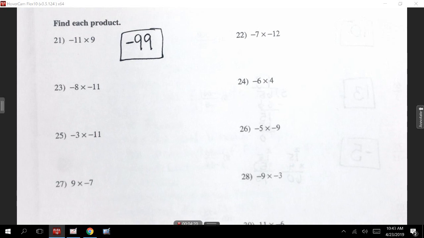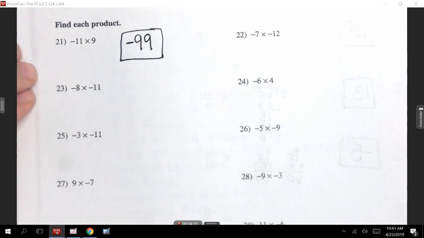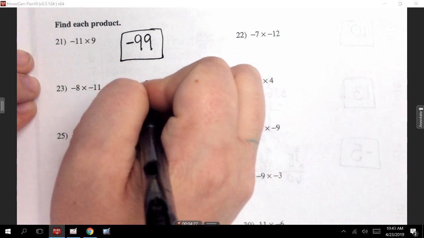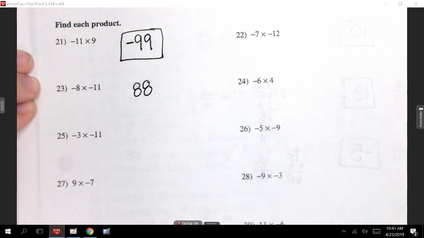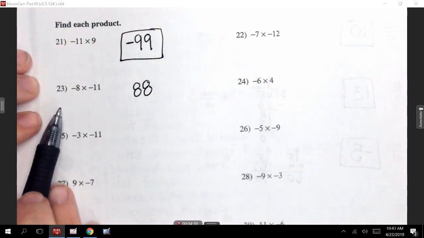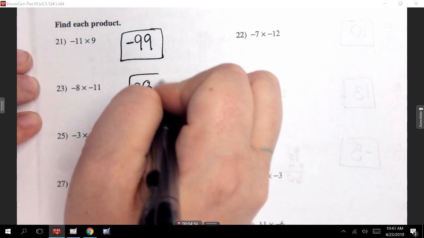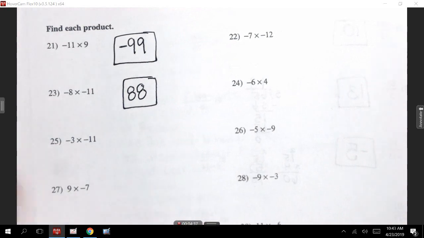On number 23, Chris, what do I get when I multiply 8 times 11? 88. And is it positive or negative? Look at my signs. It's positive because they are the same. So we're going to put positive 88. All right, those are pretty straightforward. If you need to do long multiplication, you can.